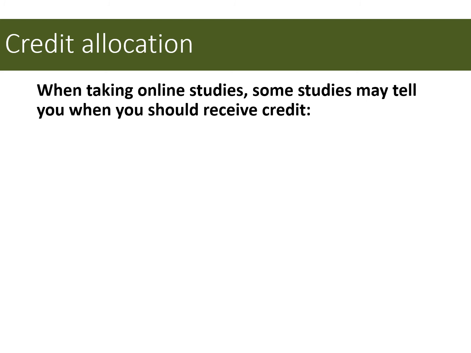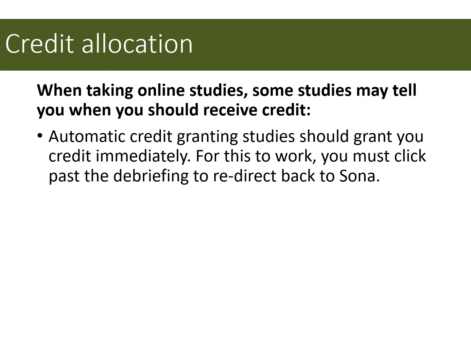When taking online studies, some studies may tell you when you should receive credit. For instance, some studies may say that this is an automatic credit granting study and it should grant credit immediately. For this to work, you actually have to click past the debriefing at the end of the survey for a redirect back to SONA. If you are not redirected back to SONA, you actually won't receive credit.